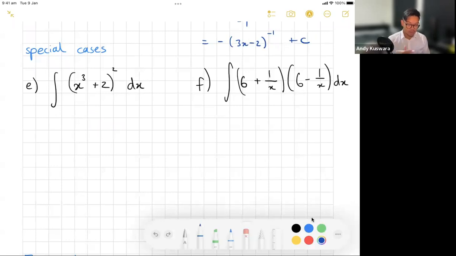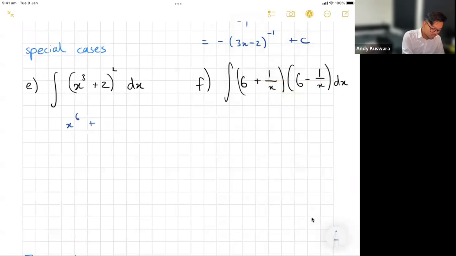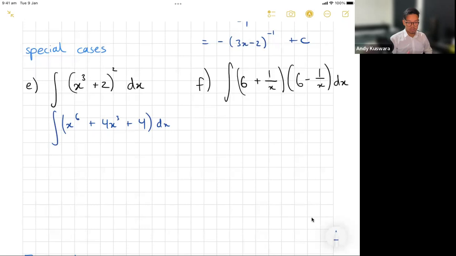If we're dealing with a squared here, what I would be doing is expanding this out as if it was a perfect square. I'm not going to go over that today, but you should know that it should be x to the 6 plus 4x cubed plus 4. If you're not sure what I did to get there, expand it out: go x cubed plus 2 and then multiply it by x cubed plus 2. Then you do the whole FOIL and expanding brackets. Once we've got that, this becomes a lot easier. You integrate term by term. So it's just going to be x to the 7 on 7 plus 4x, raise the power to 1 more, divide by the new power.